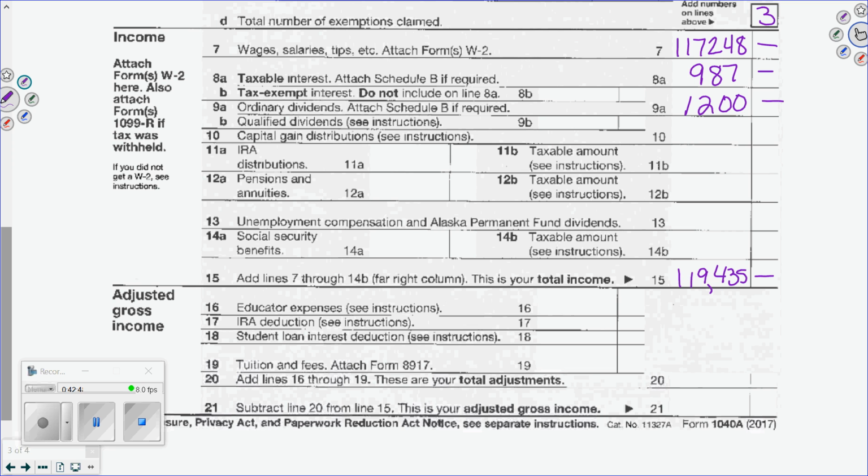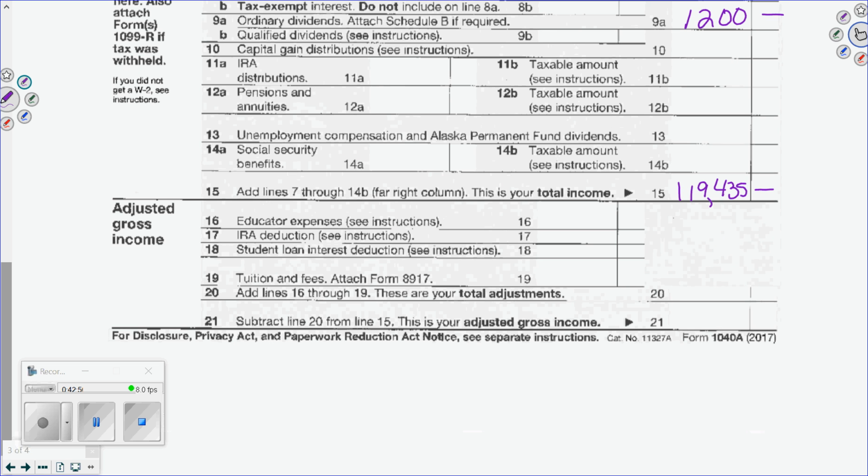So this is where we're trying to adjust how much money I made so that I'm not getting taxed on all of that. Educator expenses. Me personally, I get to fill this one out every year. As a teacher, I can put up to $250 for educator expenses, money that I spend throughout the year on stuff for you guys or for classes or whatever that comes out of my own pocket. So that's where I can put that.